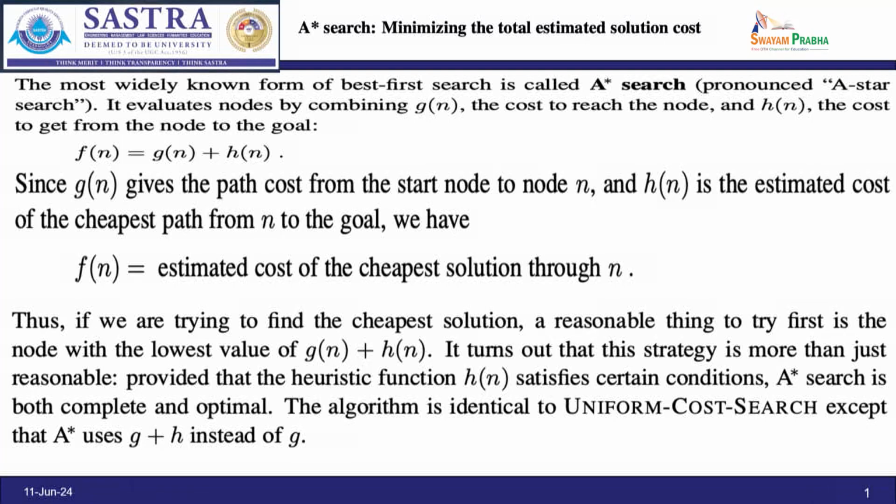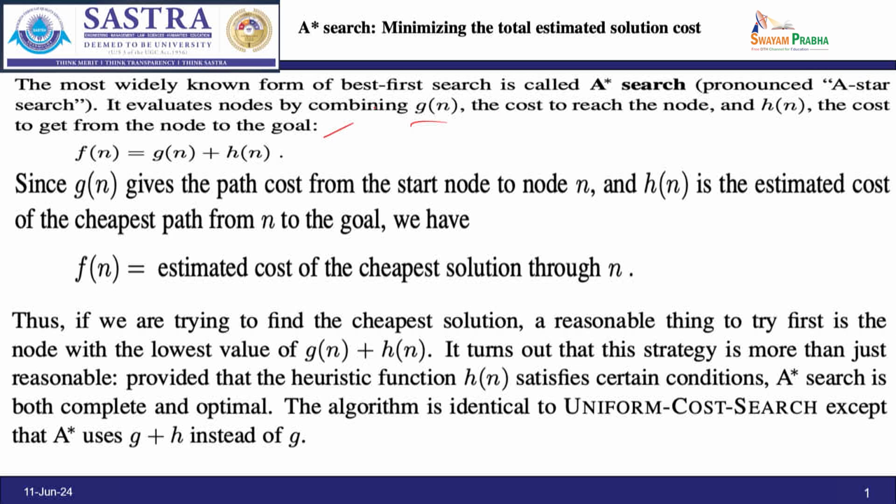Once you understood the heuristic technique, now we have to go to the search that minimizes the total estimated solution cost. The most widely known form of best first search is called A star search, pronounced A star search. It evaluates the nodes by combining g of n, the cost to reach the node, and h of n, the cost to get from the node to the goal.